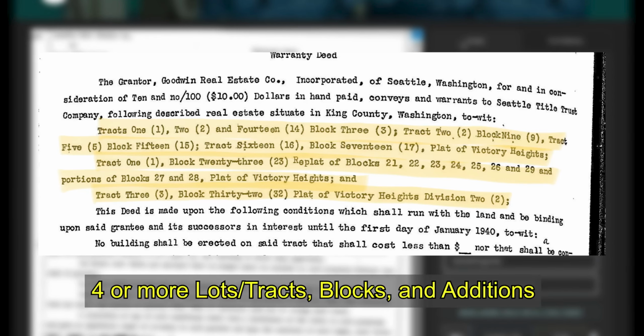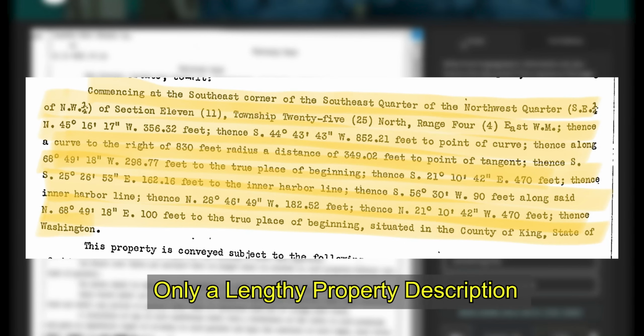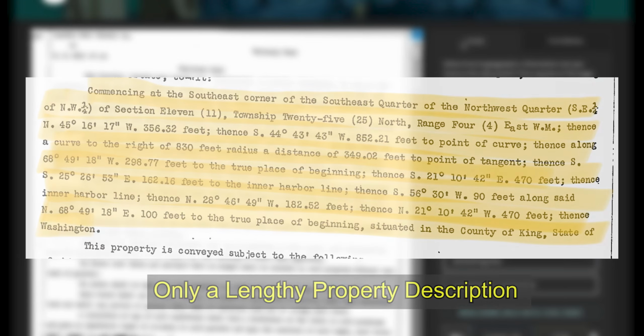Some documents will feature a series of lots or tracts, blocks, and additions or plats, such as in the example on the screen. If you see more than 4 of these different elements in a document, please choose this option. You'll choose only a lengthy property description when the geographic information is a paragraph or more describing the property using fractions, latitude or longitude degrees, north, south, east, west directions, or other kinds of units. You can see an example on the screen.